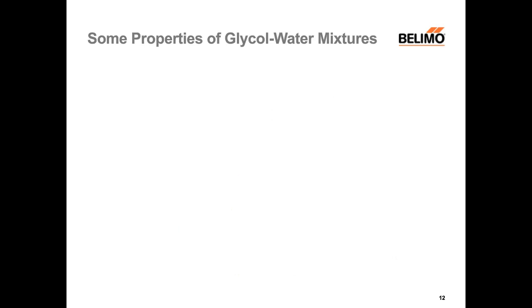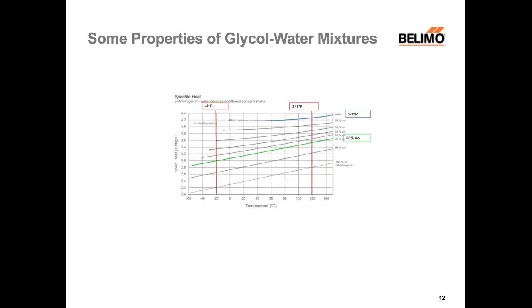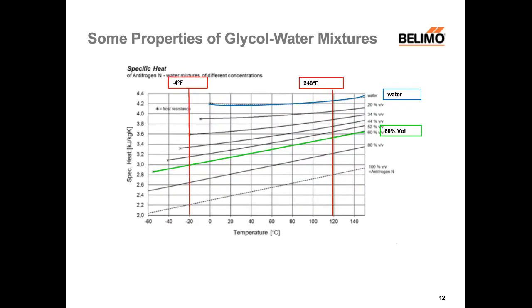Now, on this slide, I'm going to badger you with some pretty nasty diagrams. Sorry for that. But it is important and necessary that I show them to point out the difference between water and water glycol mixtures. We already talked about the specific heat capacity, the ability to transfer heat of the fluid. On this diagram, we see the specific heat capacity for Antifrogen N, which is an ethylene glycol-based antifreeze.